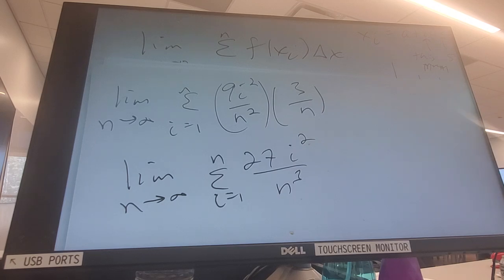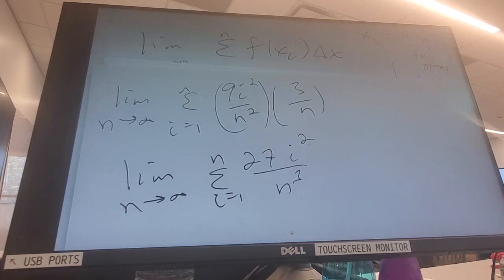Now everybody, 27 is without a doubt a constant. Couldn't I pull a 27 out? This would be 27 times something plus 27 times something else plus 27 times something else. Couldn't I just factor 27 out? Of course I can. So that's just factoring out a GCF.